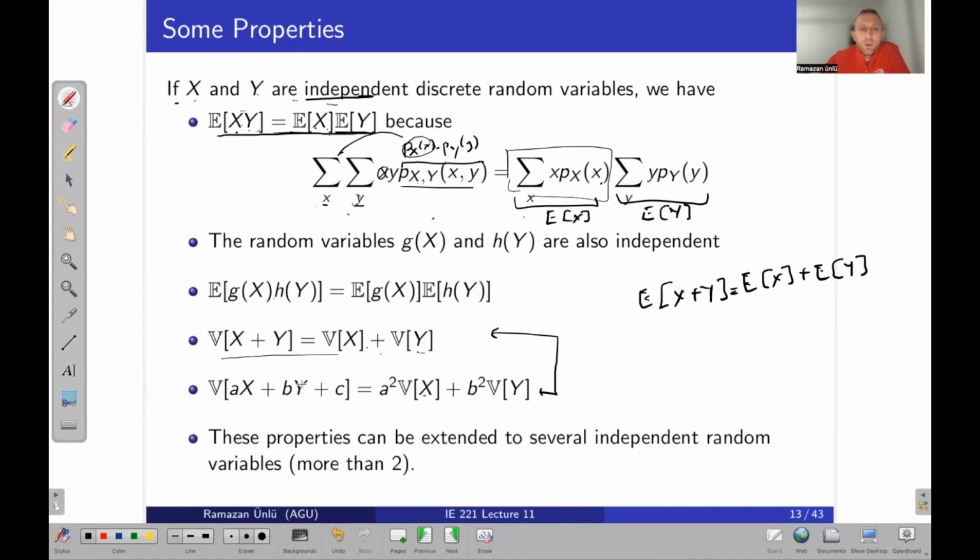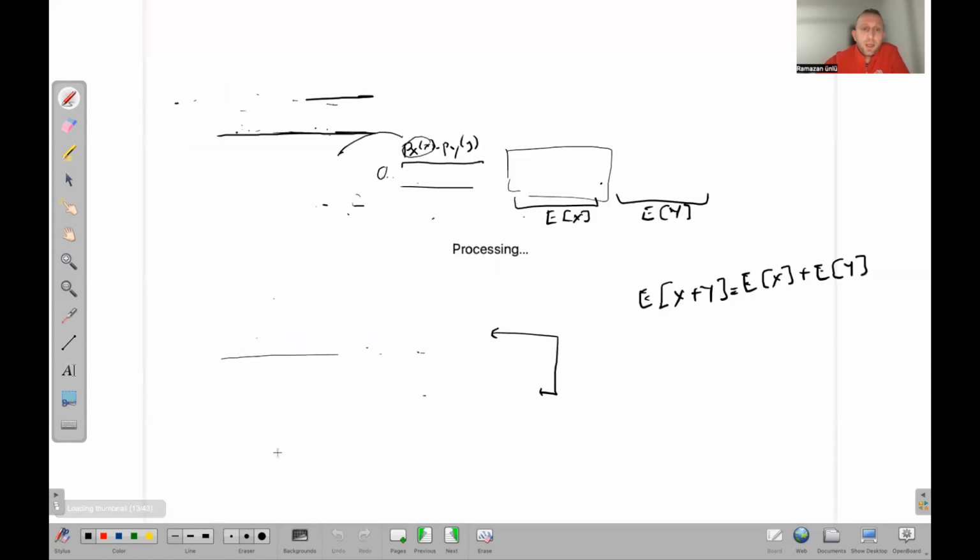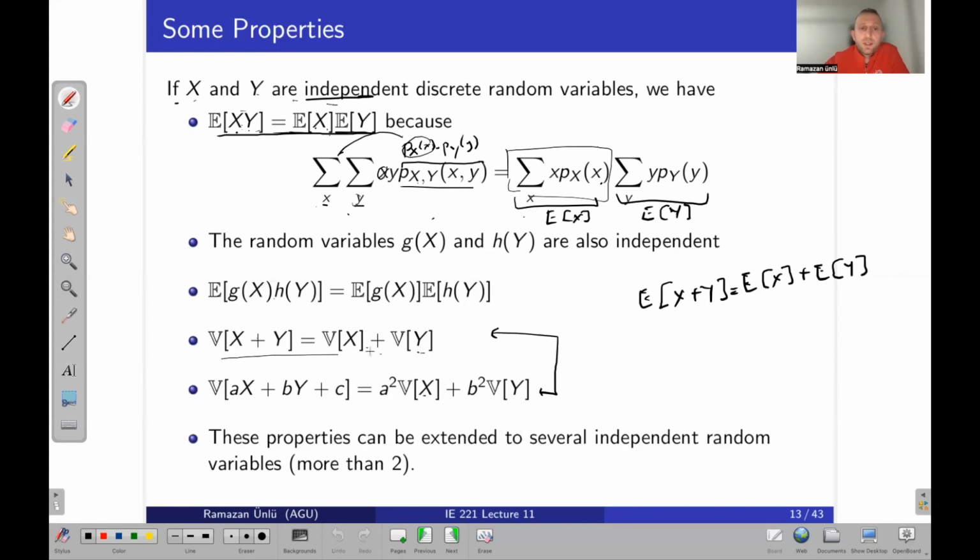So these are the useful properties you can apply, and these properties can also be extended to several independent random variables. Okay, so they are easy. And also here, if they are not independent, you cannot apply this one. Okay, you cannot apply these two things. So please notice that these are valid for independence, but this is not based on independence. Even if they are not independent, you can apply this one, but you cannot apply this one. If they are independent, you can apply these two and this as well.